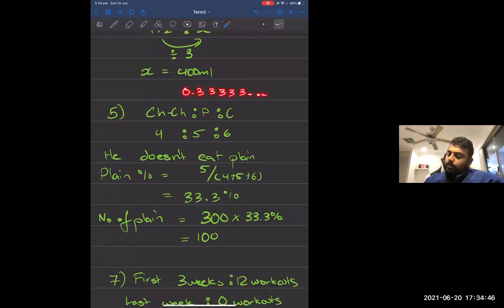0.3333, and on and on it goes, right? And then to convert a decimal into a percentage, what do you do? Multiply by 100. So you could do 0.33 multiplied by 100, and you get 33%. Do you understand that? Yep.